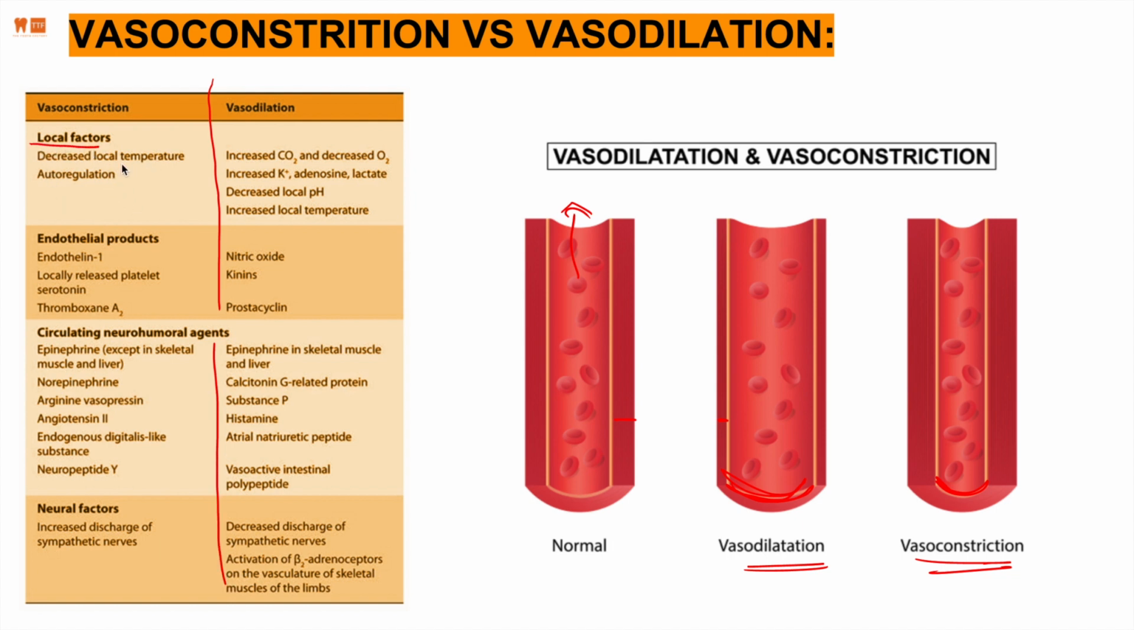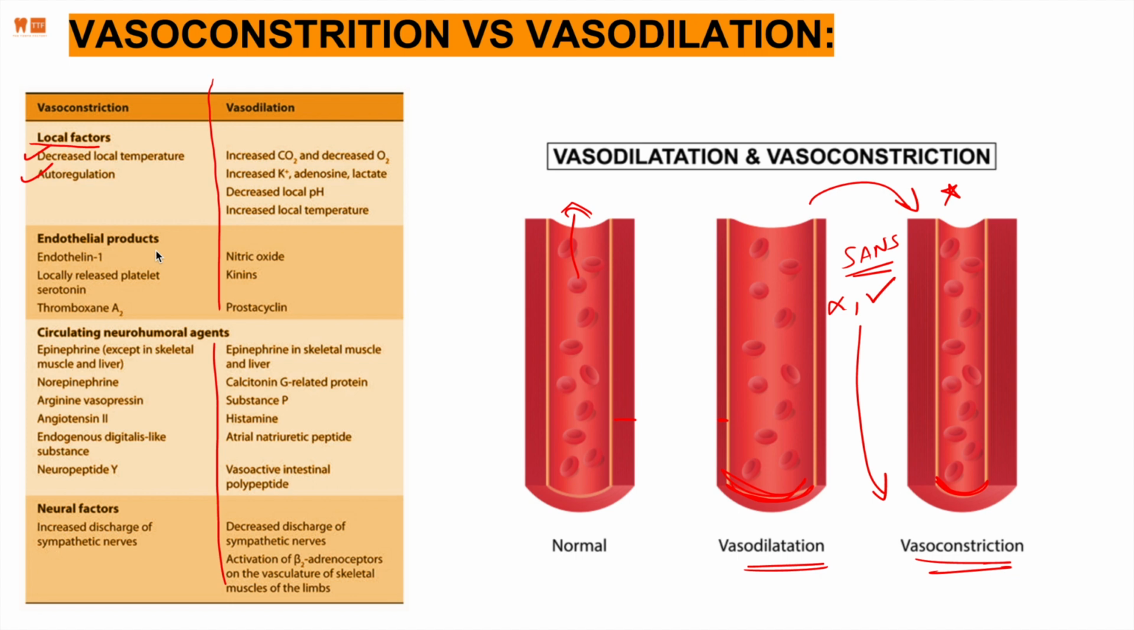Decrease local temperature. So, if your body is getting cold, your body will instantly start constricting the blood vessels. And autoregulation. In other words, when there is vasodilation, the body tends to activate the sympathetic autonomic nervous system, causing alpha 1 to be active, leading to vasoconstriction. For more information, please review our adrenergic system and you'll understand the mechanisms behind it.